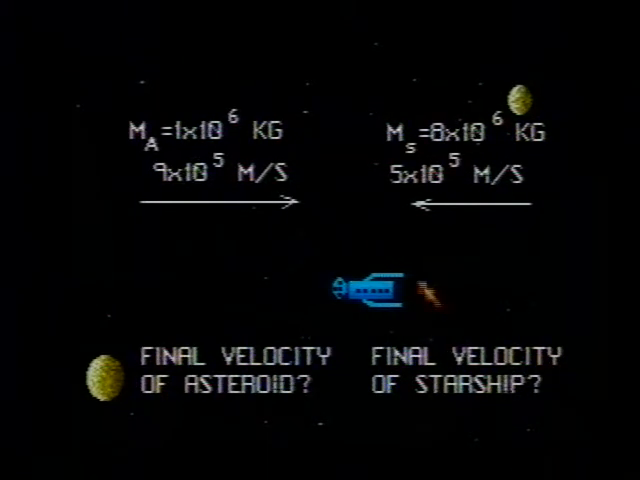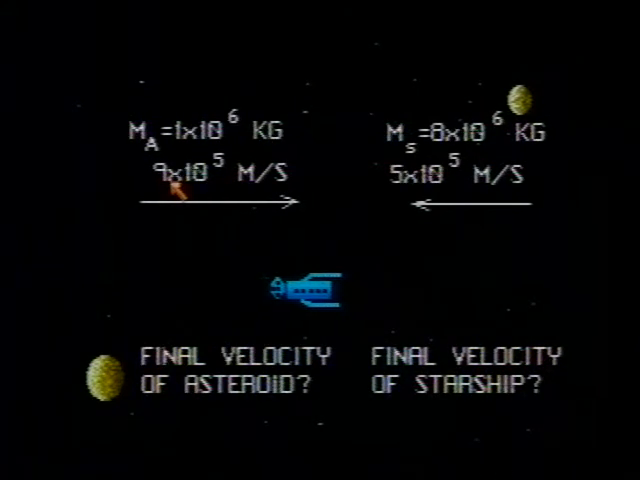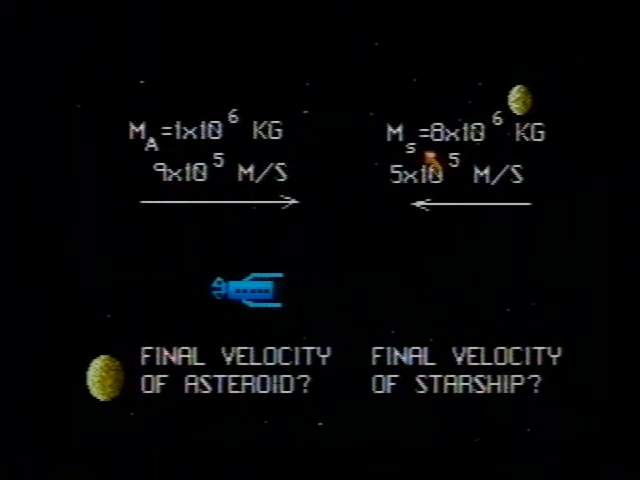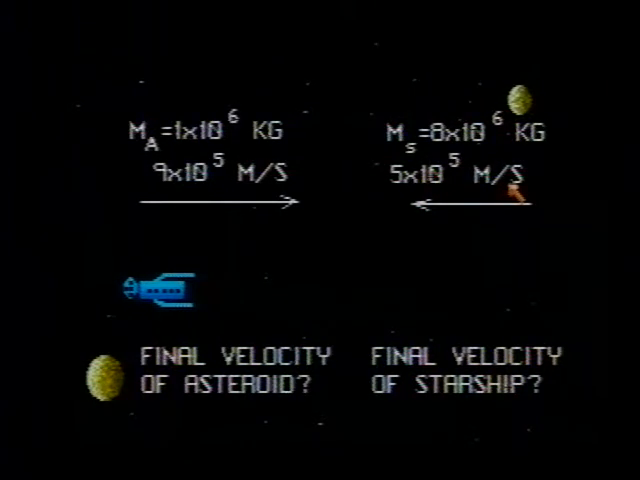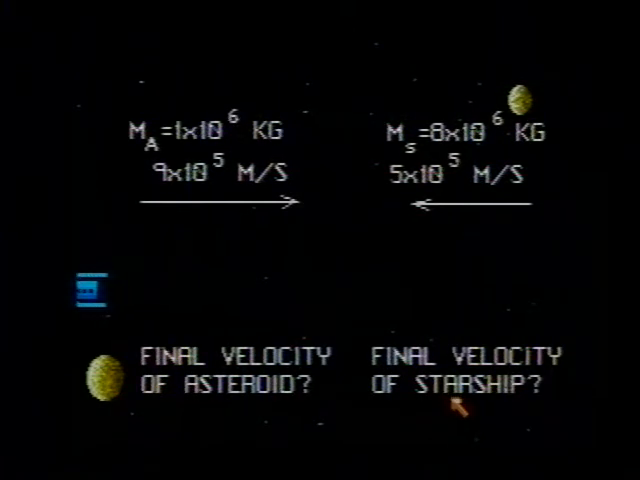We're told that the mass of the asteroid is 1 times 10^6 kilograms. It has a speed of 9 times 10^5 meters per second. The mass of the starship is 8 times 10^6 kilograms, with a speed of 5 times 10^5 meters per second. The problem is to find the final velocity of the asteroid and the final velocity of the starship.